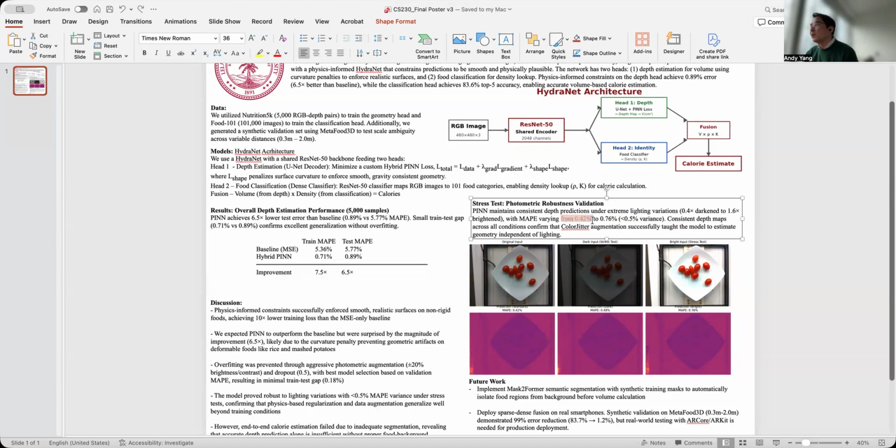The error varies from 0.42% for the original to 0.76% for the bright one. So the variance is less than 0.5%. I can see that this also supports the robustness of the algorithm.